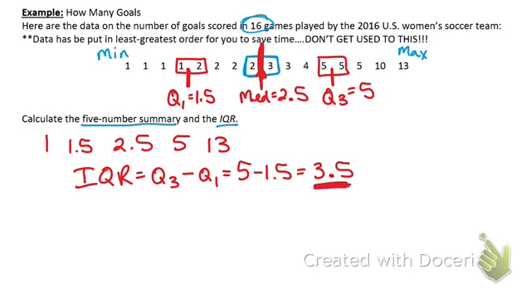I have a question for you. What is the range of the middle 50% of this data? Jensen's correct. It is 3.5. I just asked you what's the IQR, I just asked it in a different way. IQR is the range of the middle 50%. So the range of the middle 50% of this data is 3.5, which is the IQR. Cool?